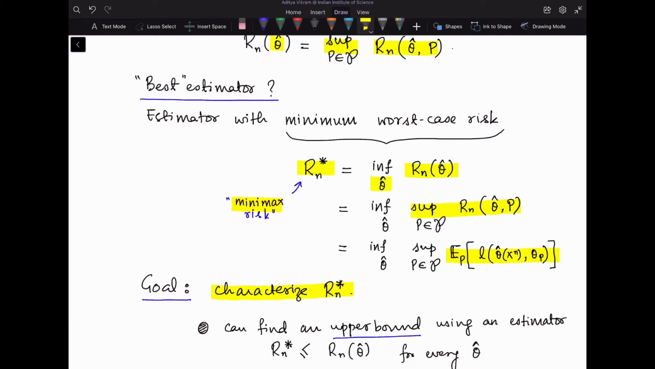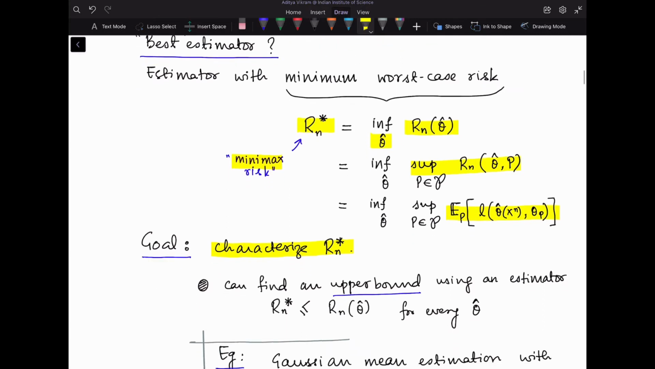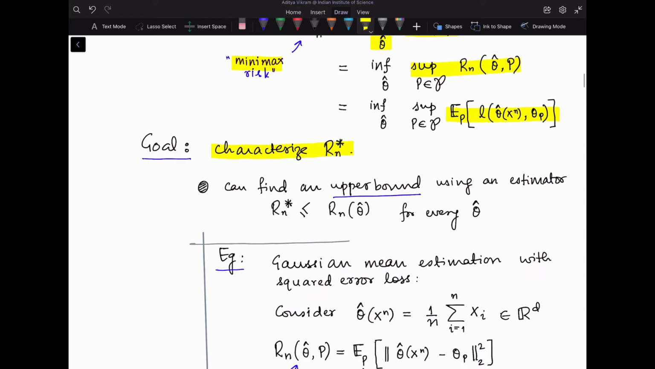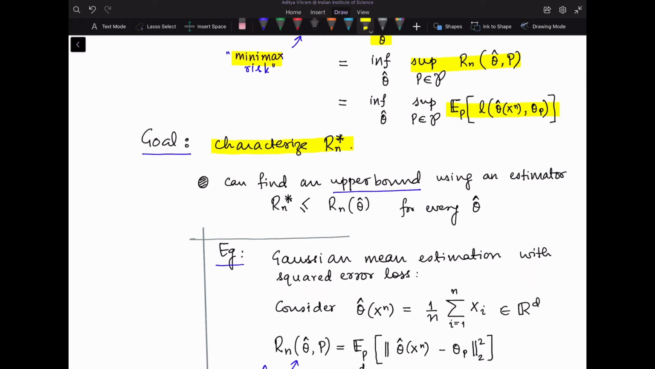Right? We want to obtain upper bounds and lower bounds on Rn star. We want to nail it down. So to get an upper bound is relatively easy. You can just pick any estimator and find its worst case risk.